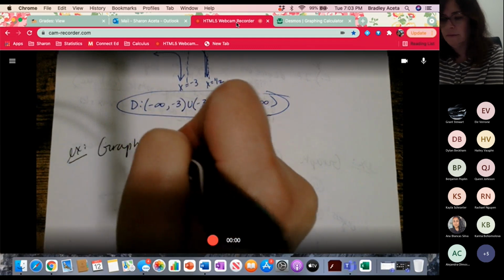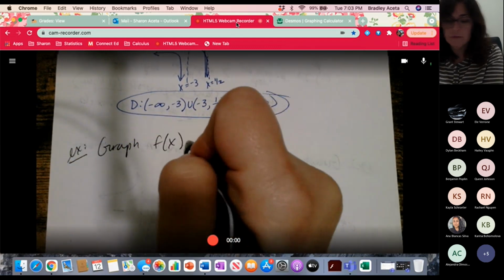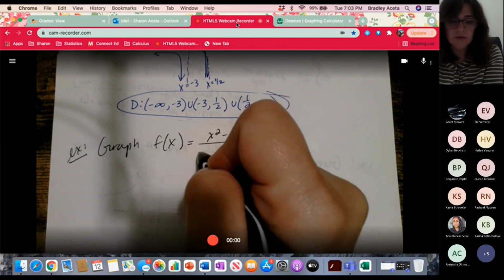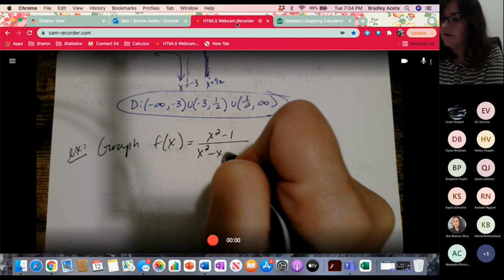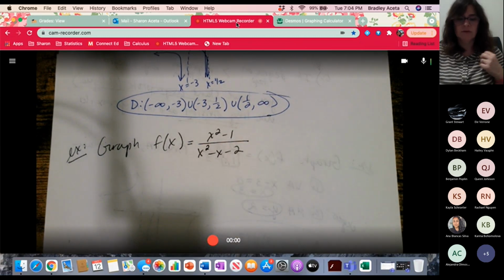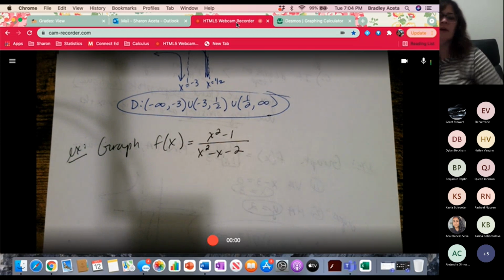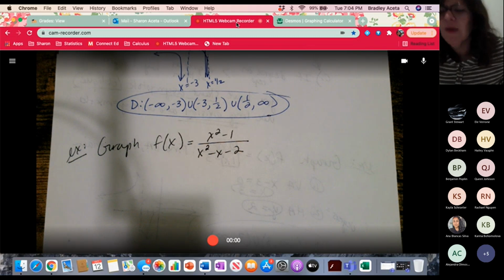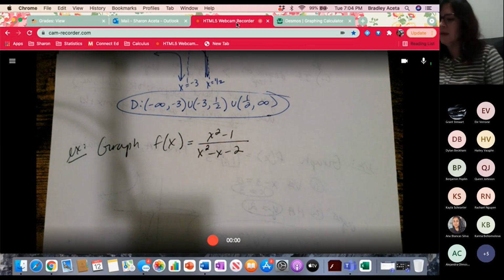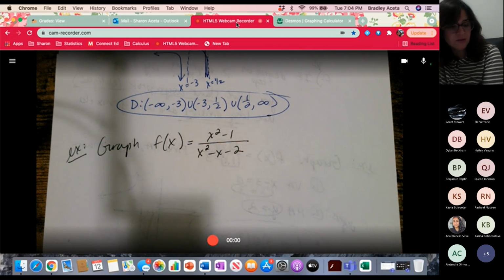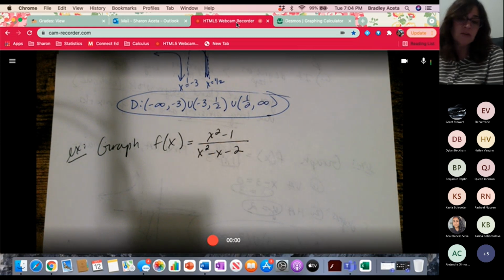Graph this one. And I'm interested to see what Desmos does, because I can tell you what the calculator does on this one. It's actually very hard to see what this calculator does. When you have a polynomial over a polynomial that are factorable, like x squared minus 1, which factors, and x squared minus x minus 2, which also factors, you need to factor it first.